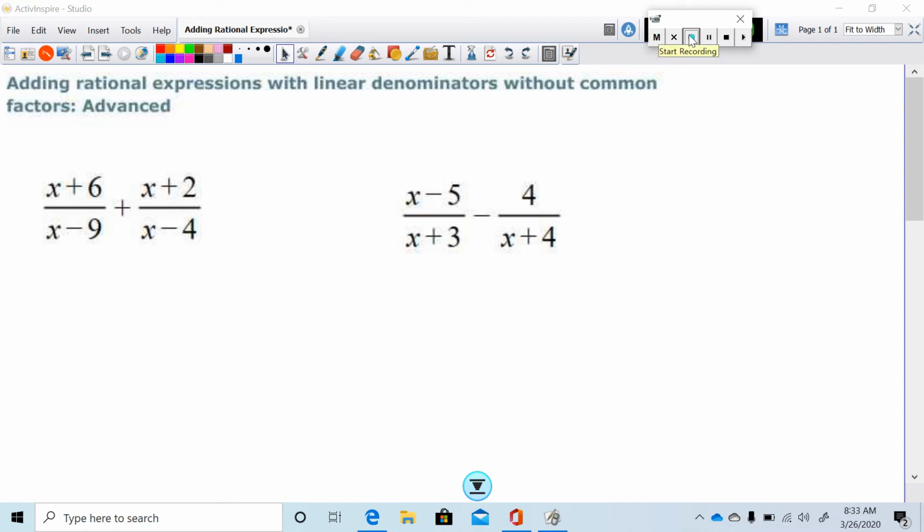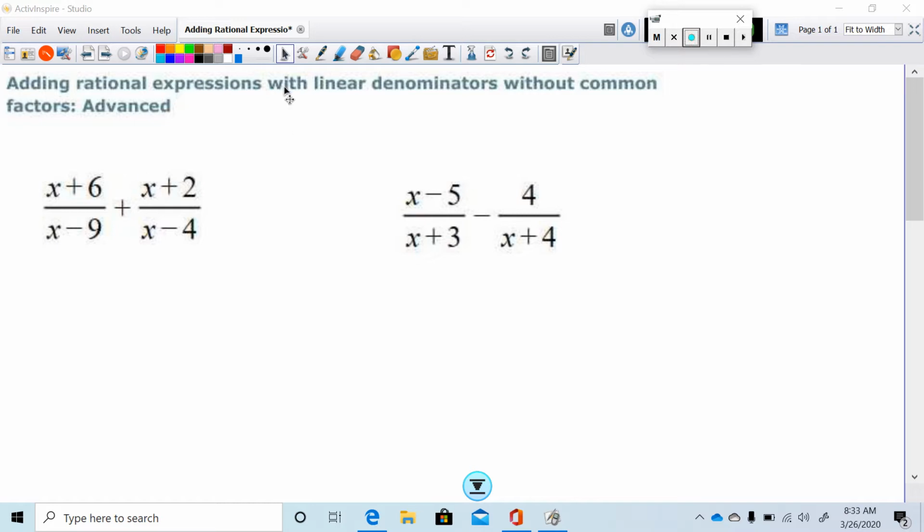Okay, we're going to add rational expressions with linear denominators that do not have common factors, and these are advanced problems, so they do get quite detailed. What you want to do is always make sure your answer is in simplest form, and we'll talk about that in a few moments.